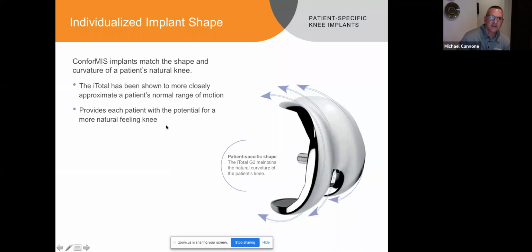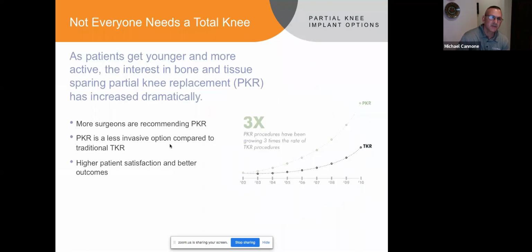So once again, these match the shape of your knee. It's your native knee prior to it becoming arthritic, and so it's very unique for each patient. Patient-specific implants are something that is growing in the orthopedic marketplace right now. If you look at when this all started back in 2002, there were very few physicians using it, and now it's increasing exponentially as more physicians become better acquainted with it and more comfortable using it.